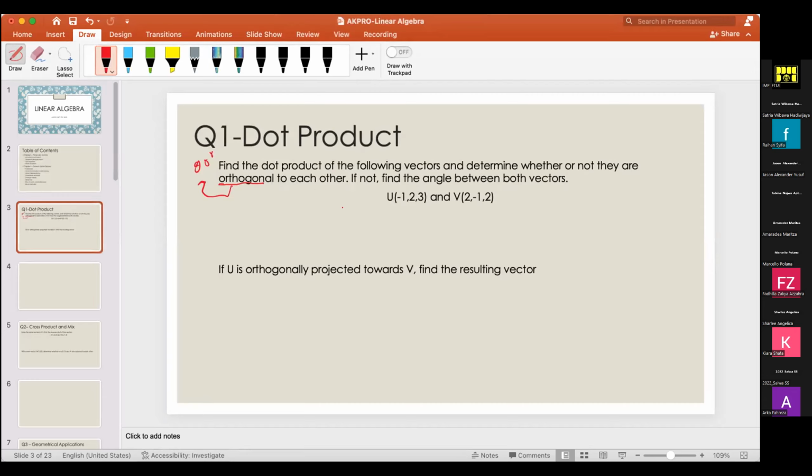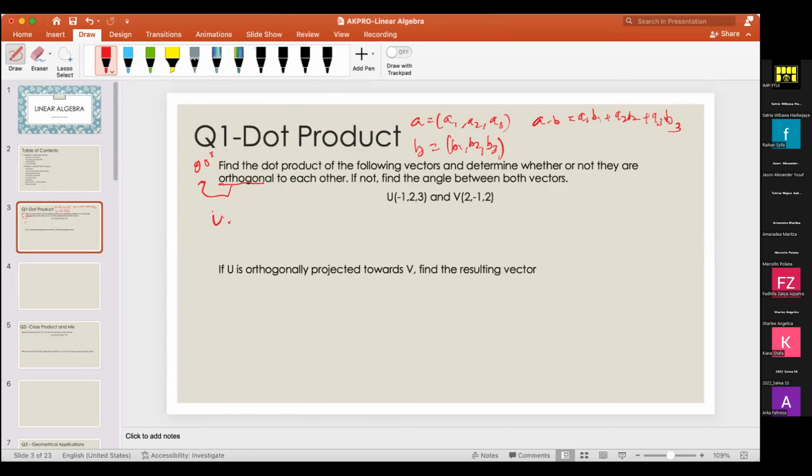Now, for dot product, let's say this is vector A, and this is B. The dot product of A and B would be A1 B1 plus A2 B2 plus A3 B3. And so we're going to apply this here.